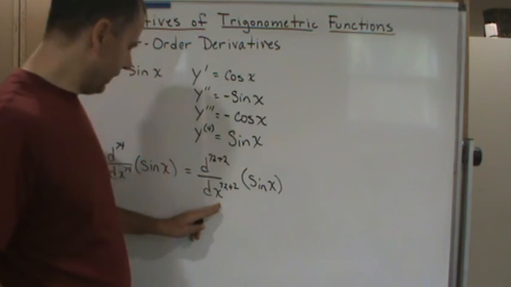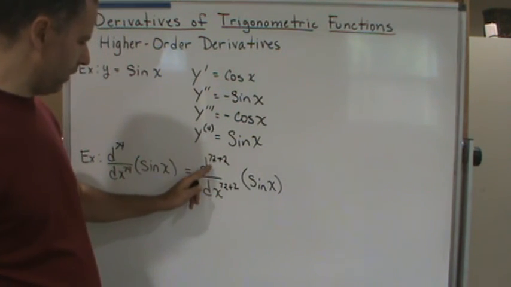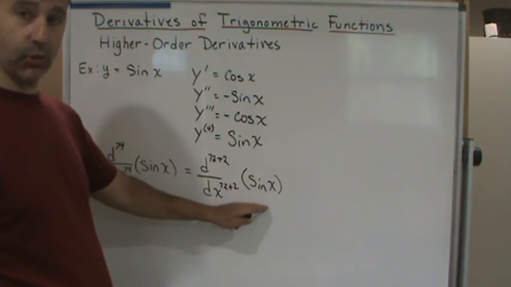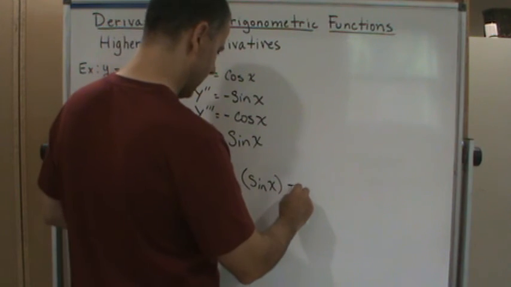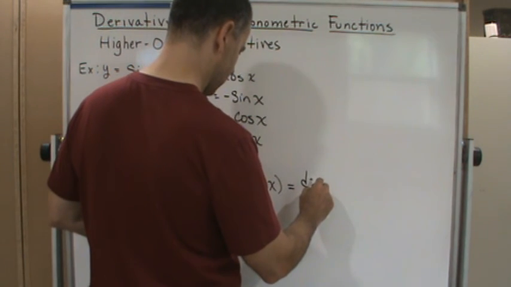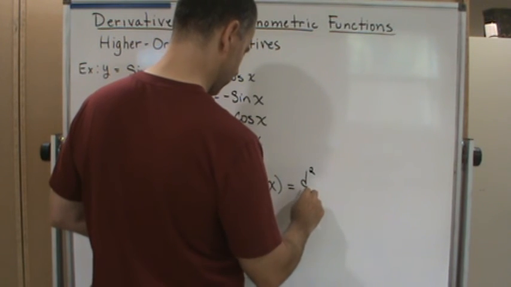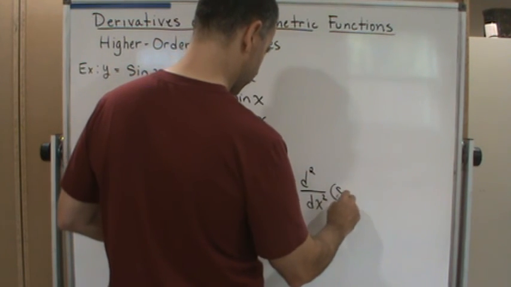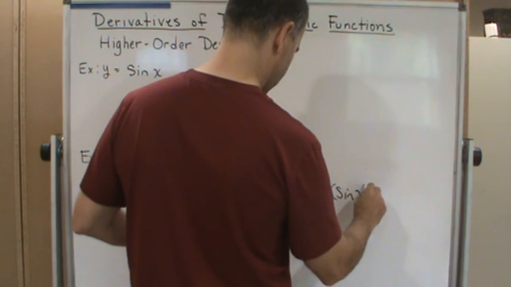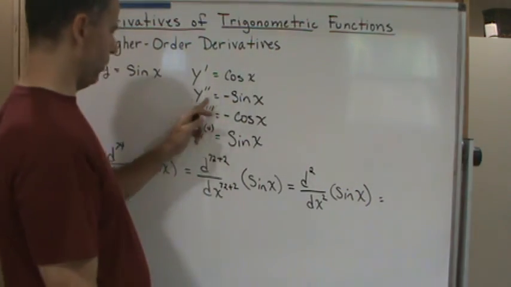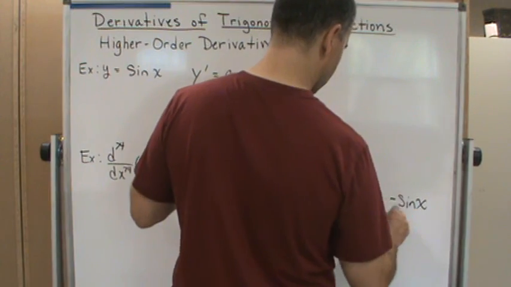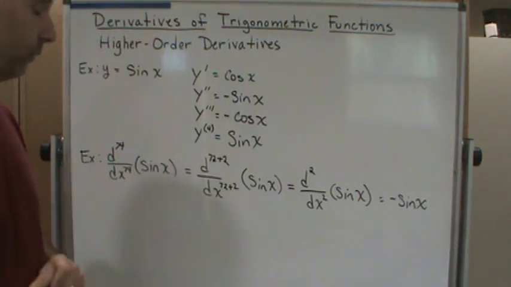Well, I can ignore the 72 then, because I know that if I take 72 derivatives, I'm going to go right back to sine. So this would be the same as if I just took the second derivative with respect to x of sine x. And of course, we know the second derivative is negative sine x. And we're done.